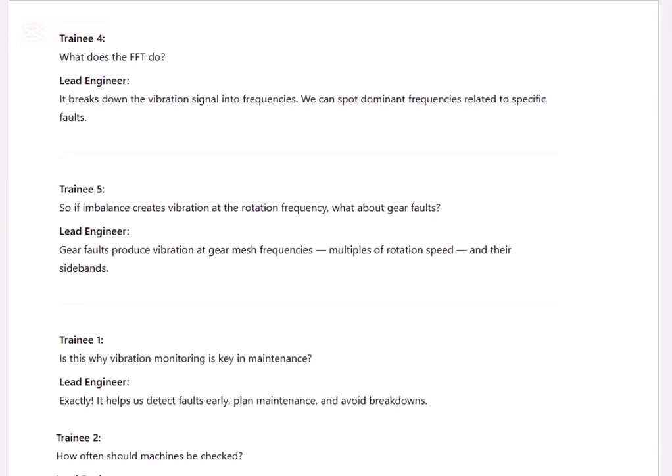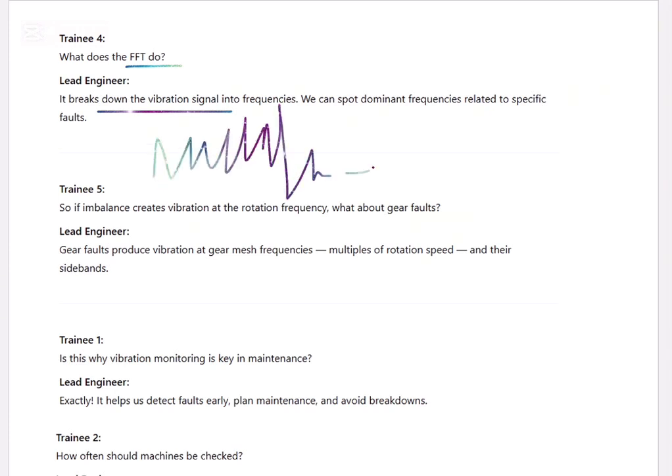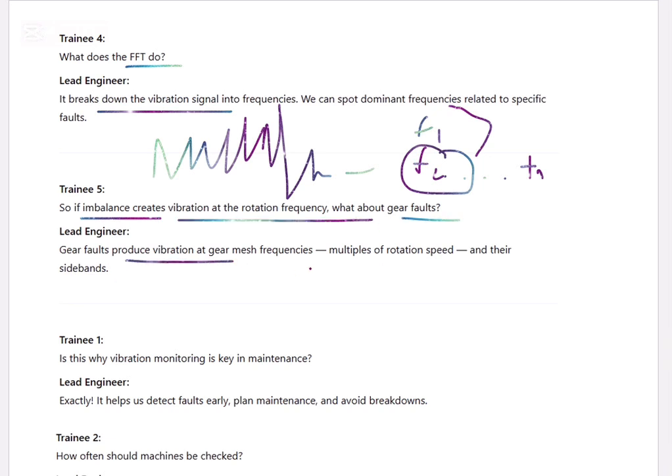So what does the fast Fourier transform do? It breaks down the vibration signal into frequencies, f1, f2, f3, like that. We can find out which frequency is dominant and relate it to the fault. Imbalance creates vibration at the rotation frequency. What about gear faults? Gear faults show frequencies that are multiples of rotation speed with side bands.